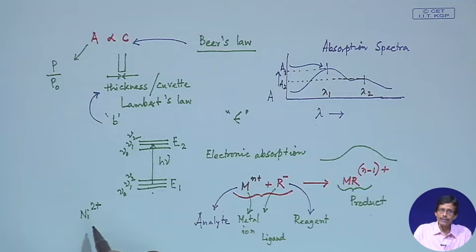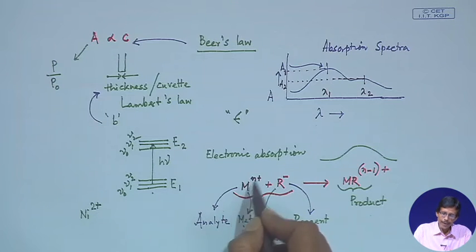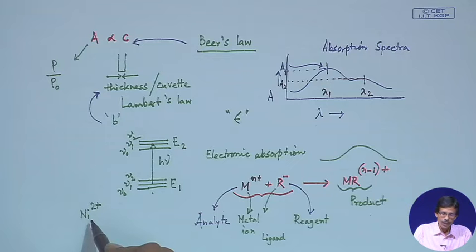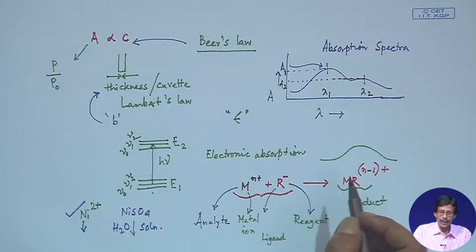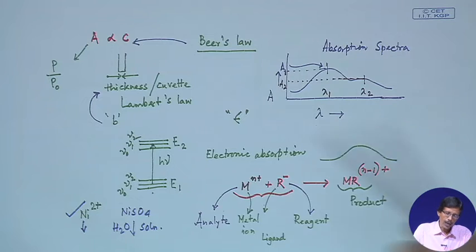So, if we use nickel sulphate for the solution, and this Mn plus is your nickel 2 plus, we all know it is in solution, which is colored or faintly colored, when you dissolve nickel sulphate in water. So, we make the solution in water, we get Ni2 plus in the solution, and at the same time the corresponding color of this Ni2 plus will depend on something where we can consider that H2O is functioning as a ligand. Your H2O is your ligand.